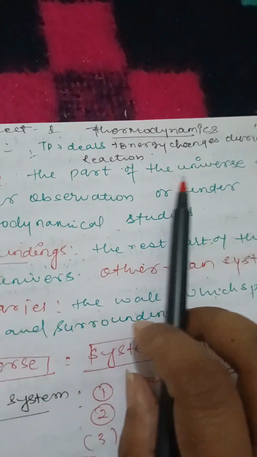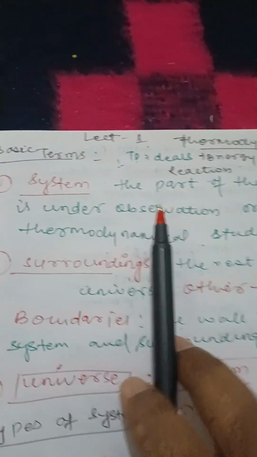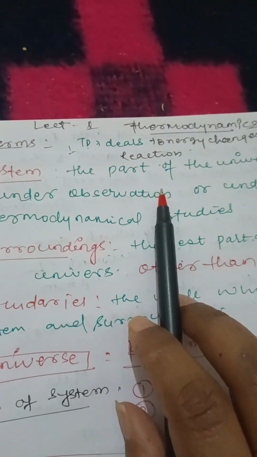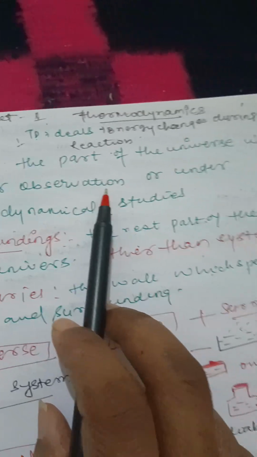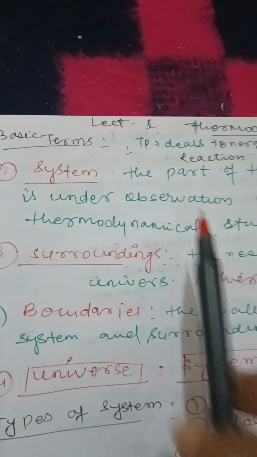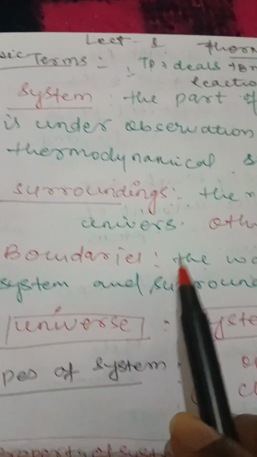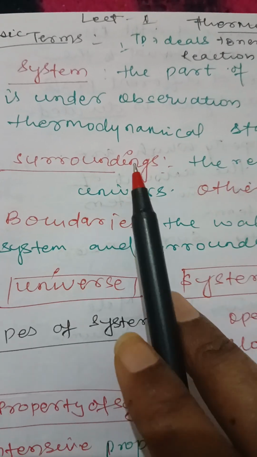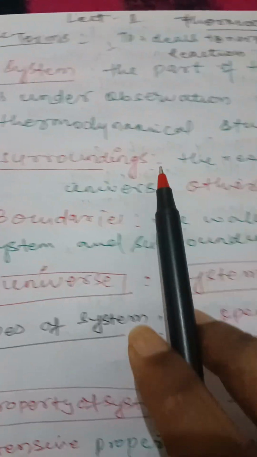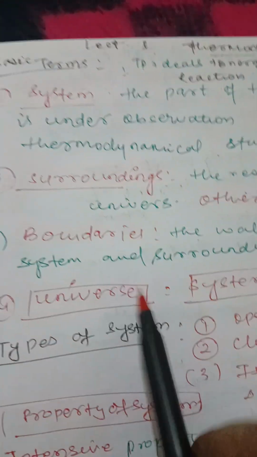System: the part of the universe under observation or under thermodynamical study is known as the system. And what is the surrounding? The rest of the universe, other than the system, is called the surrounding.